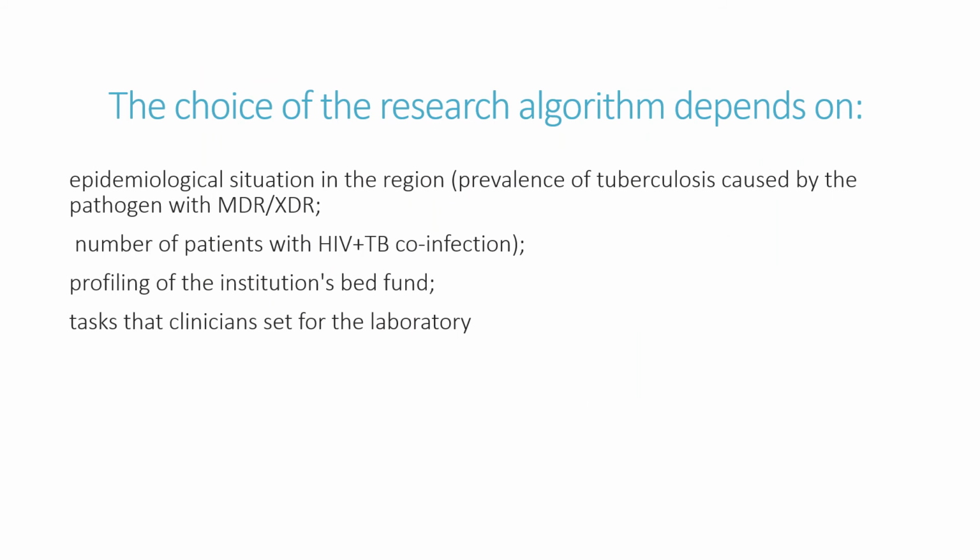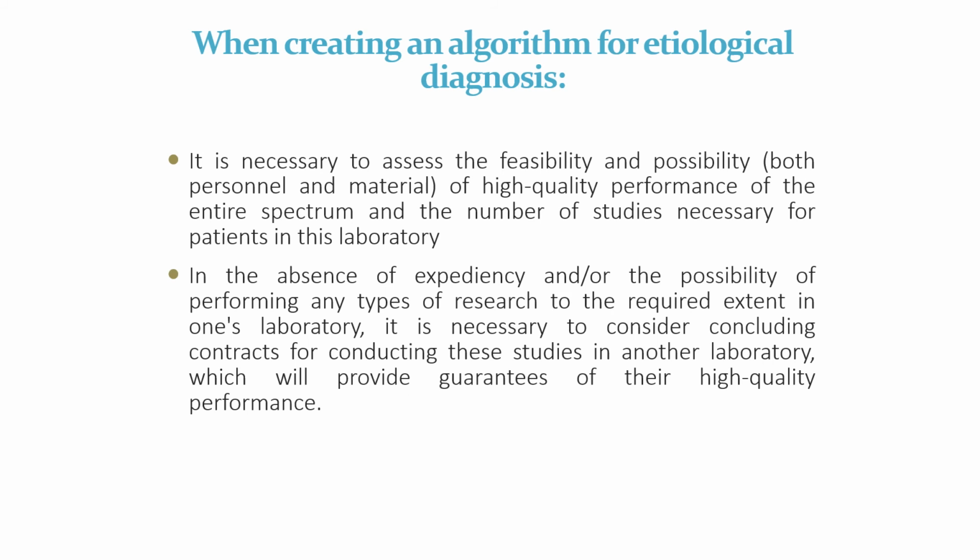The choice of the research algorithm depends on the epidemiological situation in the region, the number of patients with HIV plus tuberculosis co-infection, profiling of the institution's bed fund, and tasks that clinicians set for the laboratory. When creating an algorithm for etiological diagnosis, it is necessary to assess the feasibility and possibility of high-quality performance of the entire spectrum and the number of studies necessary for patients in this laboratory.